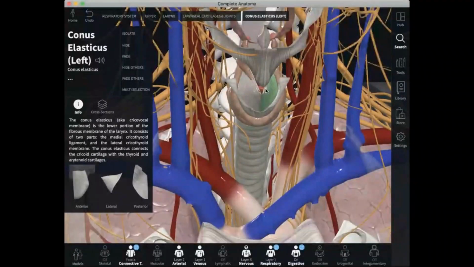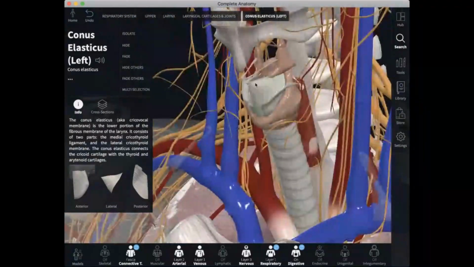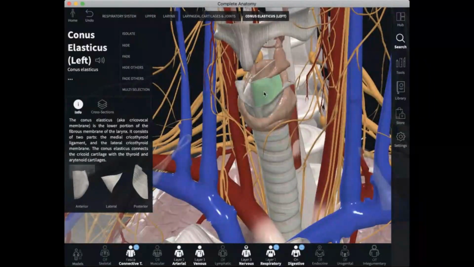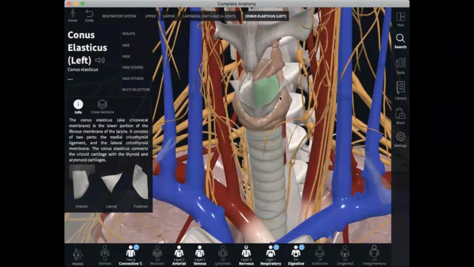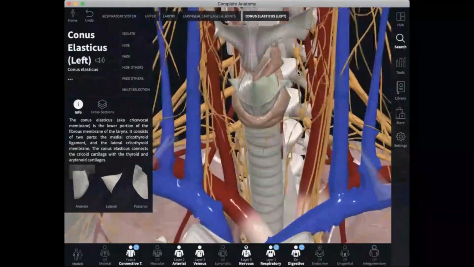This vocal cord is innervated by the recurrent laryngeal nerve of the vagus nerve. When there is paralysis of the recurrent laryngeal nerve, there is loss of speech. So we understand this important function.